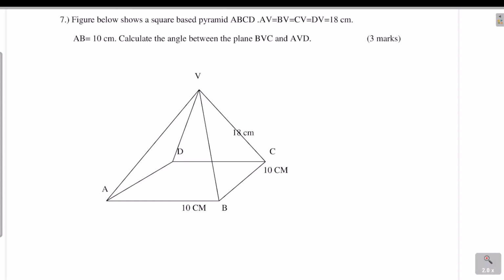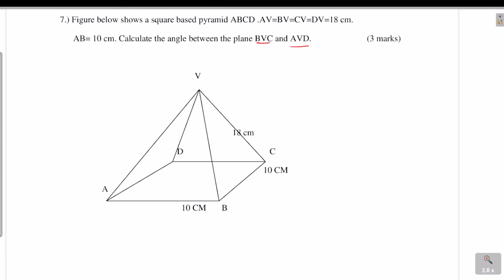How to calculate the angle between two planes. The figure below shows a square-based pyramid ABCD. AV equals BV equals CV equals DV equals 18 centimeters. AB equals 10 centimeters. Calculate the angle between plane BVC and AVD.